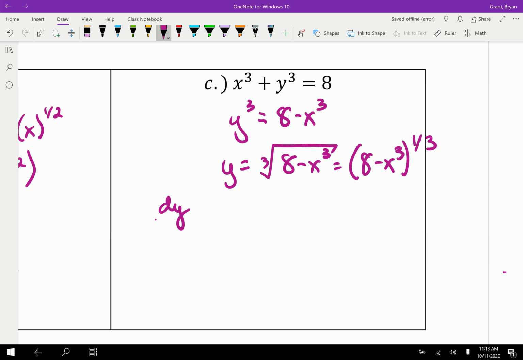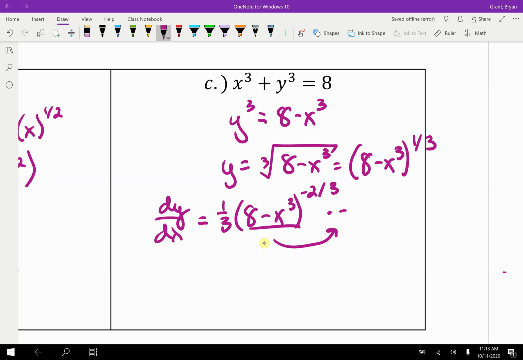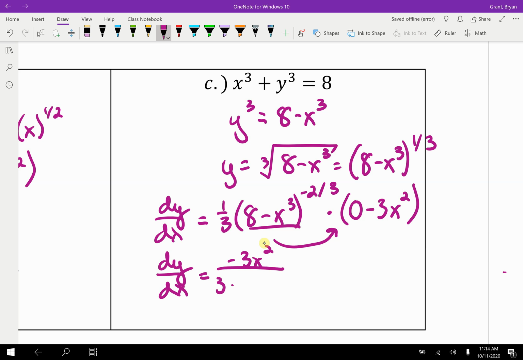d/dx of both sides is going to give us dy/dx equals 1/3 times (8 minus x cubed) to the negative 2/3, but don't forget the chain rule. Derivative of the inside, well, let's do it all at once. Let's say the derivative of 8 is 0 minus 3x squared. And again, if you wanted to clean this up, you don't have to, but you could. The negative 3x squared will stay up top, the 1/3 in the denominator, and then we'll extend that fraction line, the cube root of 8 minus x cubed, squared. And we have our wonderful derivative.